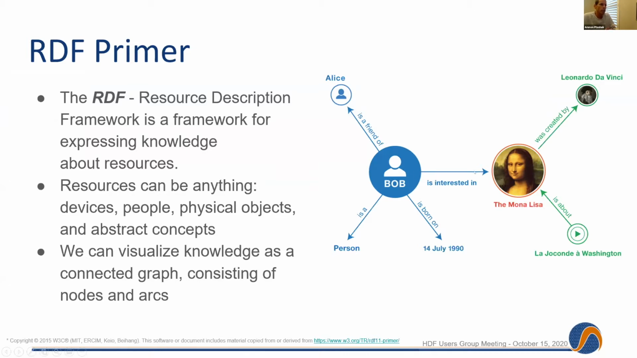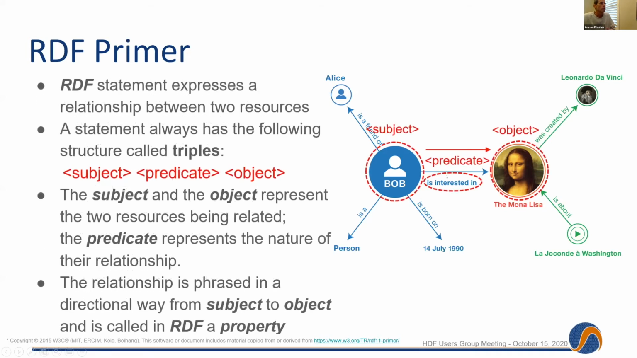For those of you who are familiar with a knowledge graph, this is different from a property graph. In a property graph, the knowledge is in the nodes. In an RDF graph, most of the knowledge is in the relationships, in the arcs. So a typical RDF statement expresses a relationship between two resources. For example, here, Bob is interested in the Mona Lisa.